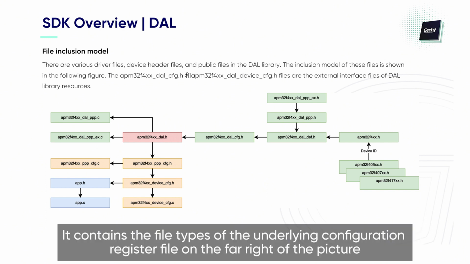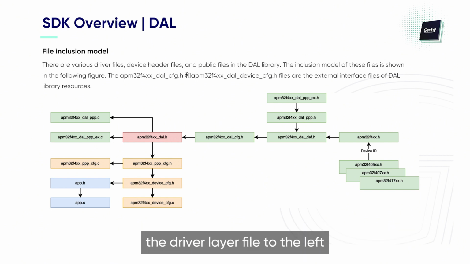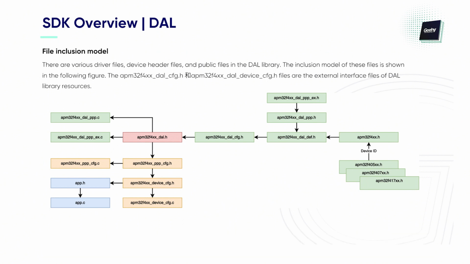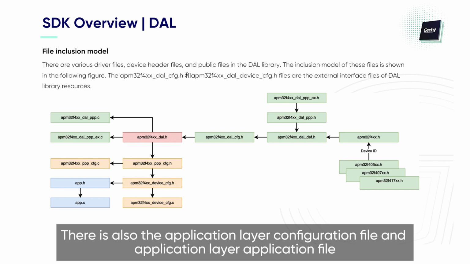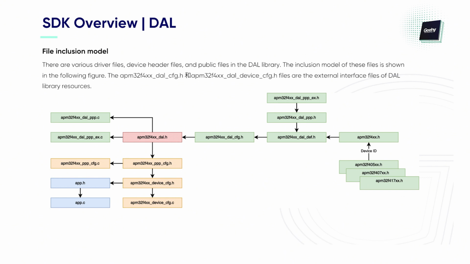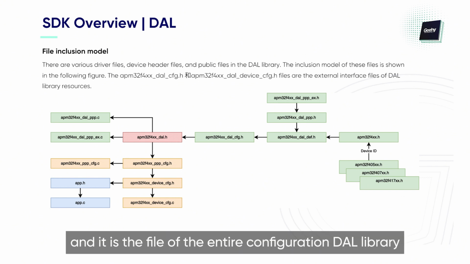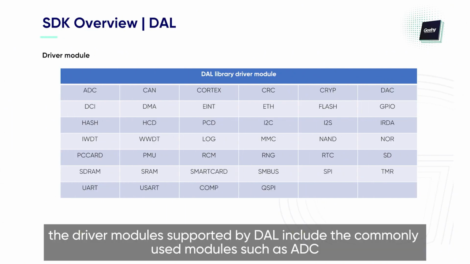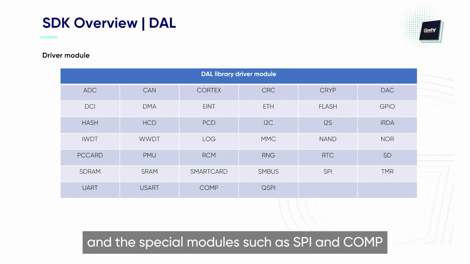It contains the file types of the underlying configuration register file on the far right of the picture, the driver layer file to the left, and the configuration file of the entire DAL library to the left. There is also the application layer configuration file and application layer application file. The most important file among them is DAL cfg.h, and it is the file of the entire configuration DAL library. At present, the driver modules supported by DAL include the commonly used modules such as ADC, CAN, and CRC, and the special modules such as SPI and COMP.